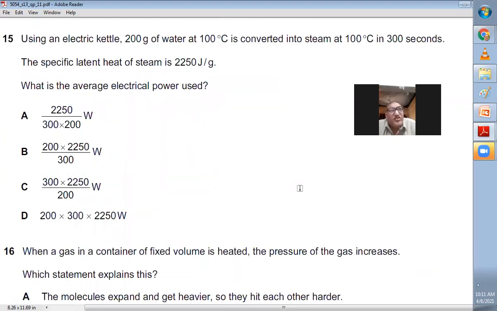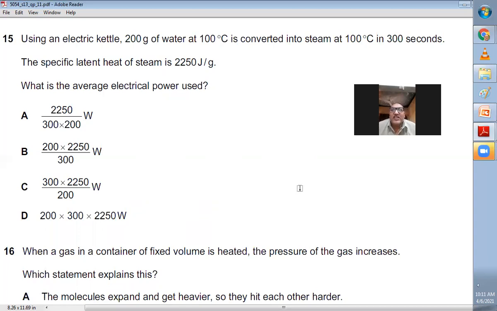It says using an electric kettle, 200 grams of water at 100 degrees centigrade is converted into steam at 100 degrees centigrade in 300 seconds. The specific latent heat of steam is 2250 joules per gram. What is the average electric power used? You know, the power will be equal to energy divided by time.